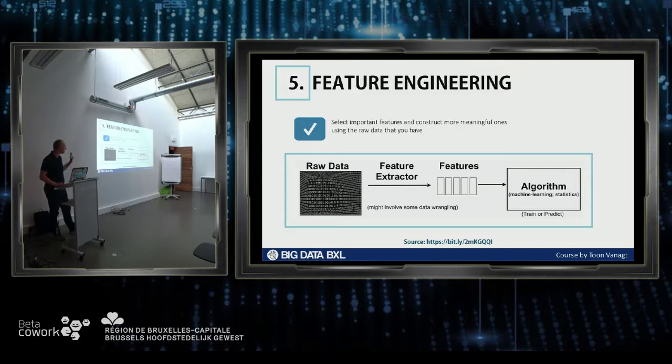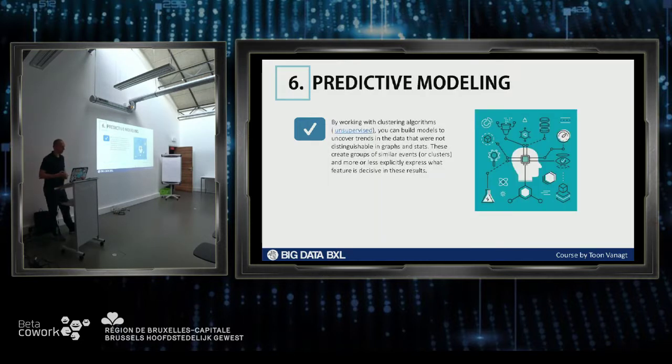But that's a very, I would say, very low-level visualization of how you can select the important features and then construct more meaningful ones using the raw data. Again, you're going to iterate here to see what's useful. Again, predictive modeling. You cluster your algorithms, and you can get models to uncover trends that were not distinguishable in the graphs and the stats.